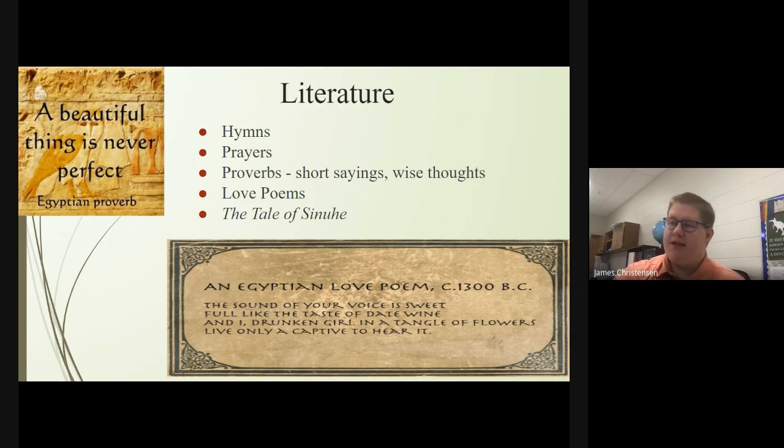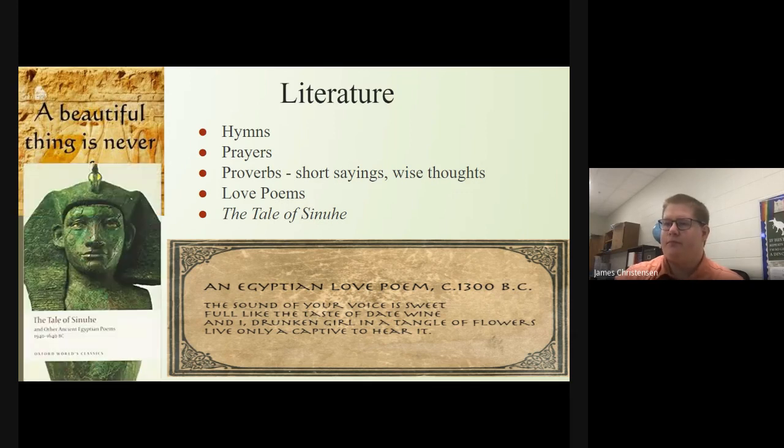Now, another big piece of literature to come out of ancient Egypt is the tale of Sinuhe, which very much talks about love and war and those sorts of things in ancient Egypt. And it's contained in a collection of other ancient Egyptian poems. There's a picture of the cover of the book that it is available in currently.